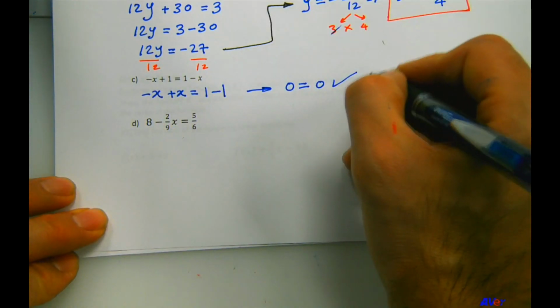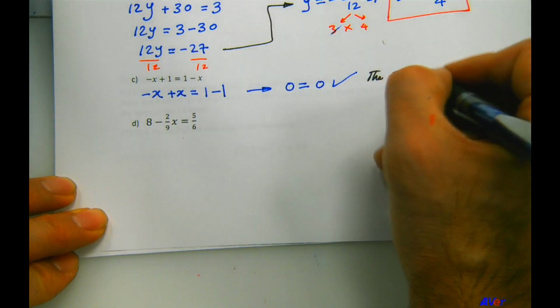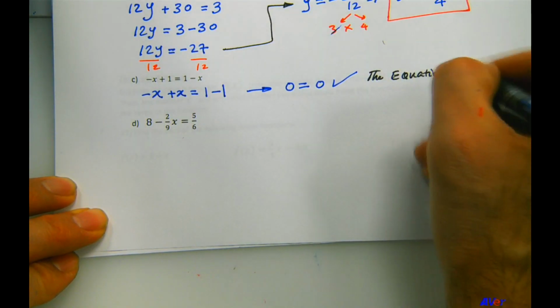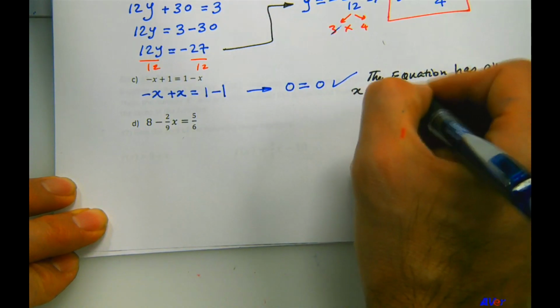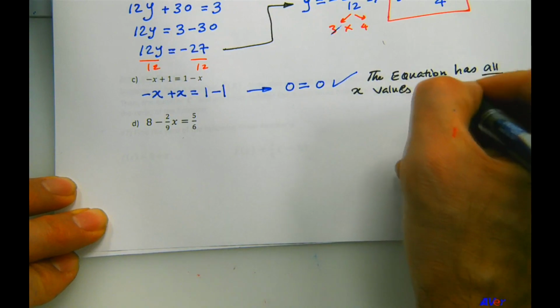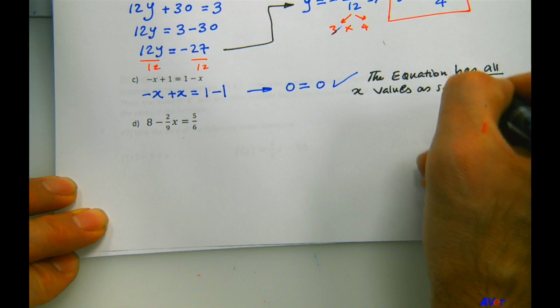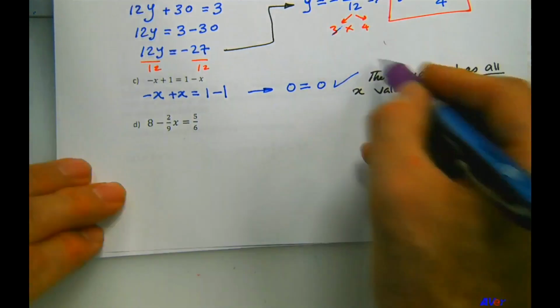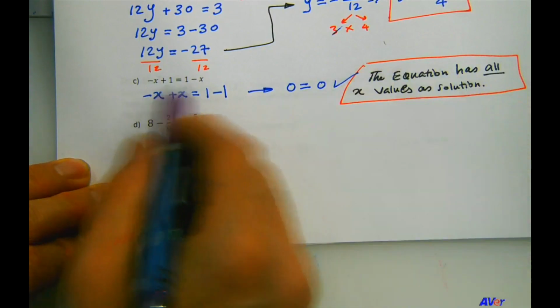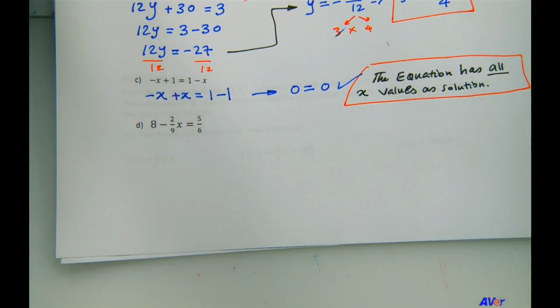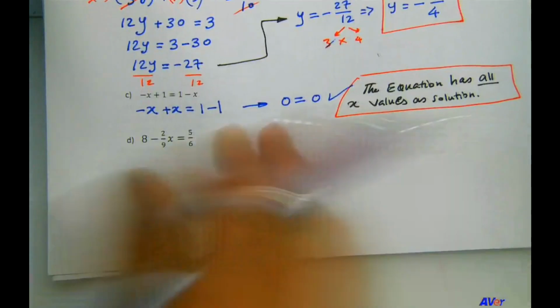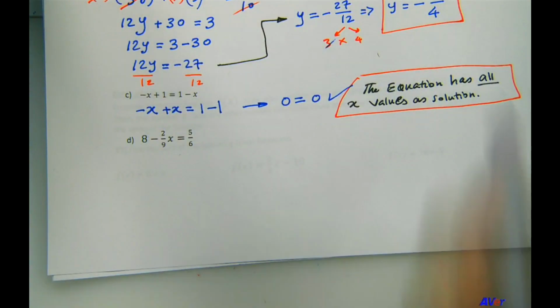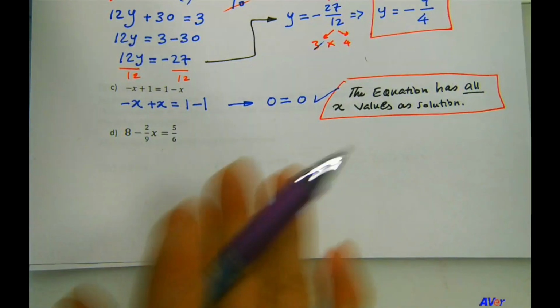So, the equation is true, or the equation has all x values as solution, or as its solution. Okay? So this equation has infinitely many solutions. It's not like the previous example where we had one solution. This equation has infinitely many solutions. All x values as solution. Okay, sorry, let me move this like that.